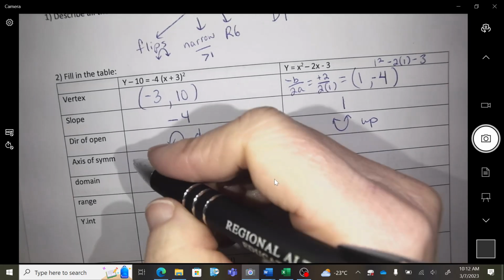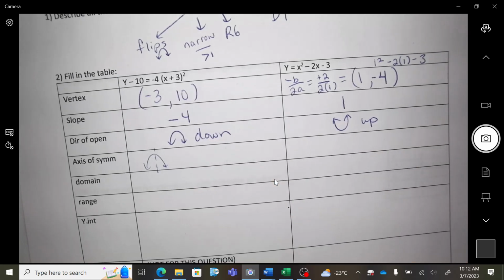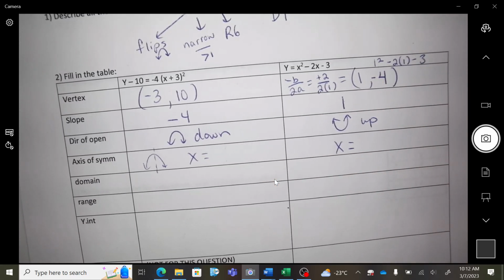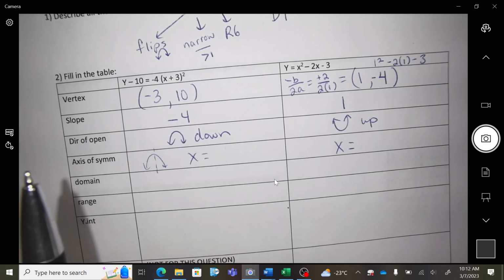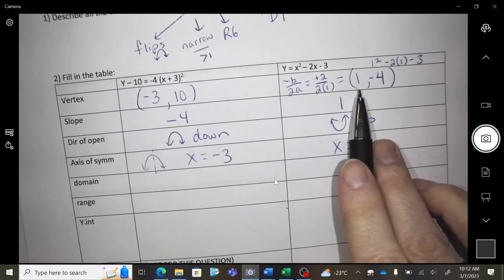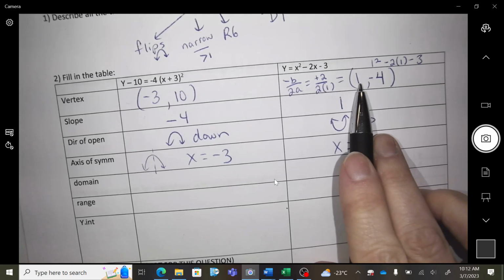The axis of symmetry is always a vertical line that cuts it in half. How do you make an equation that has a vertical line? X equals. 25% of you are going to forget to write that. I don't know why. Always forget. Just remember, x equals, or you're going to lose half a point. What x value do you go right through? -3. And here the x value you would go through is 1.